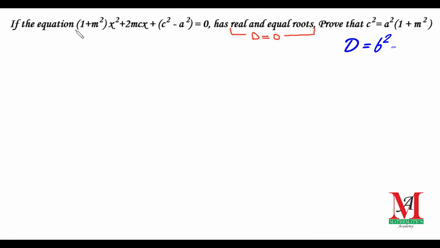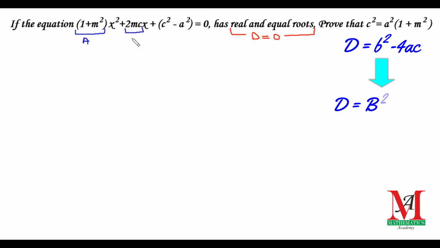This is the coefficient of x square, so this is the value of a. This is the coefficient of x, therefore this is the value of b, and this is our constant term, and it involves the small c also, so we let it be c dash.